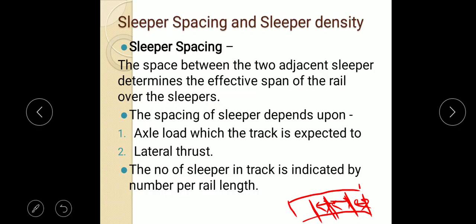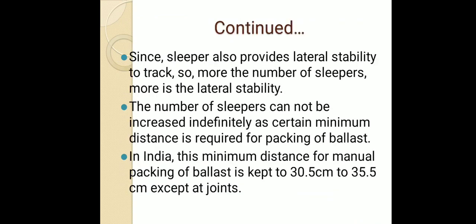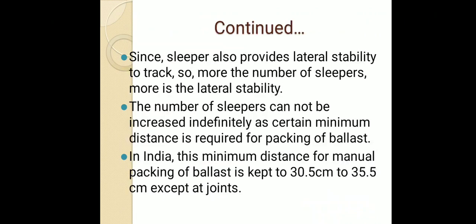Suppose this rail length is 12.8 meters for BG. So for this one rail length, the number of sleepers required is called the sleeper spacing. Since the sleeper also provides lateral stability to the track, the more sleepers we provide, the more the stability achieved.